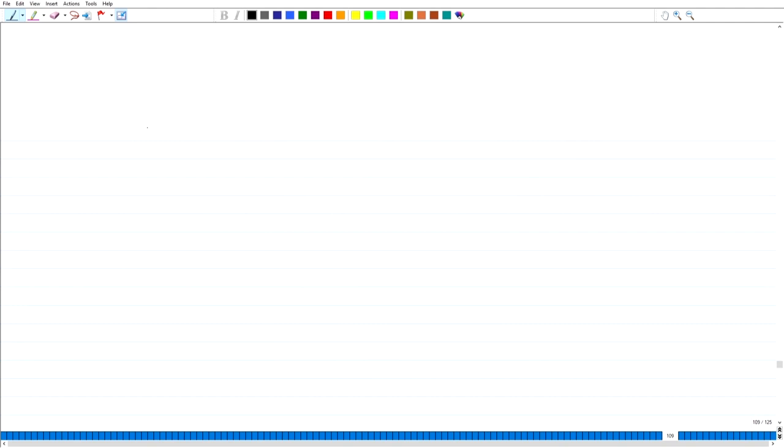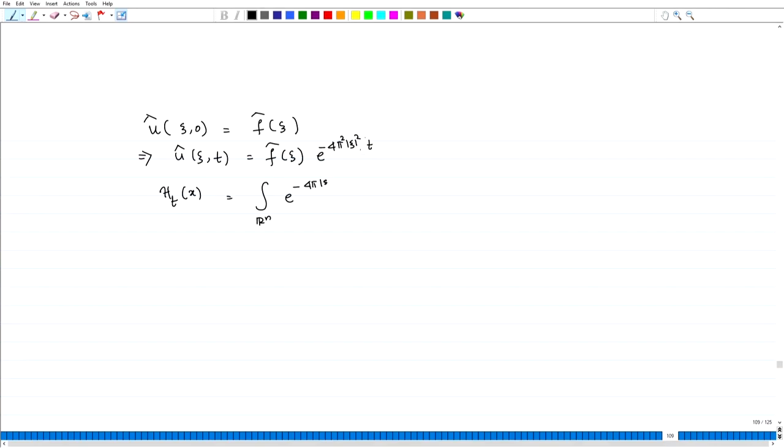Hence, what we have got is that u hat at (xi, 0), like before, is f hat of xi. So this will imply that u hat of xi comma t is equal to f hat of xi into e to the power minus 4 pi square mod xi square t. Now if we define h t of x to be the integral on R^n of e to the power minus 4 pi square mod xi square t, and e to the power 2 pi i xi dot x, d xi.